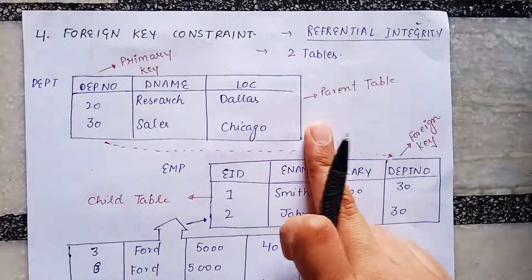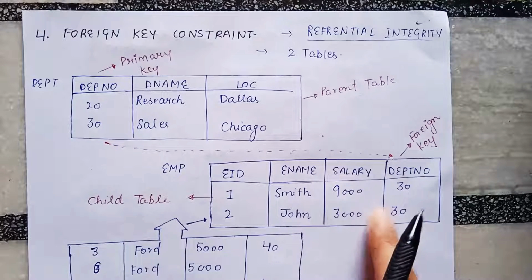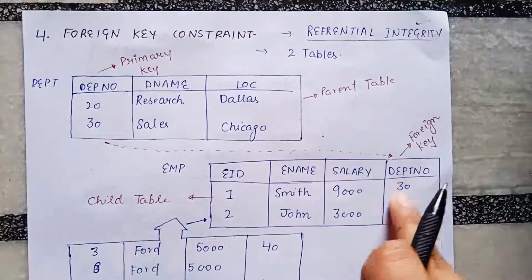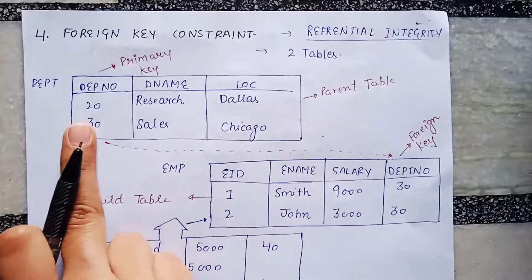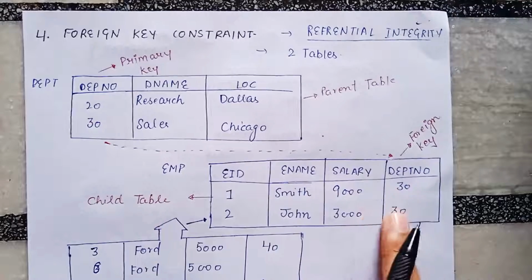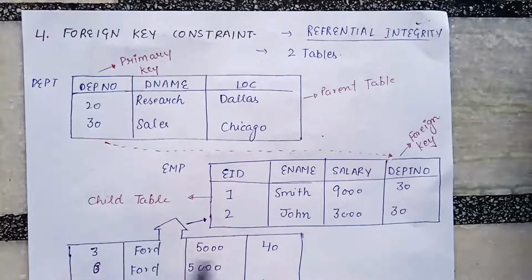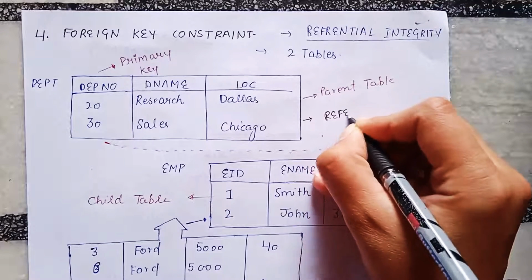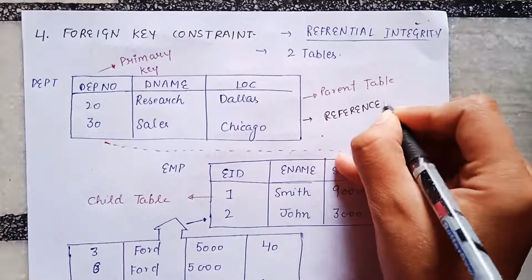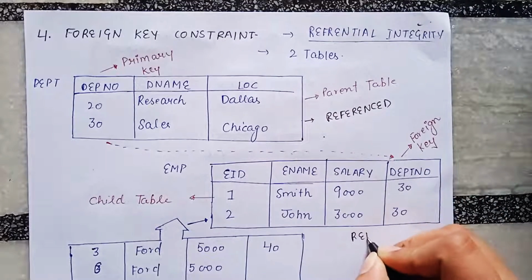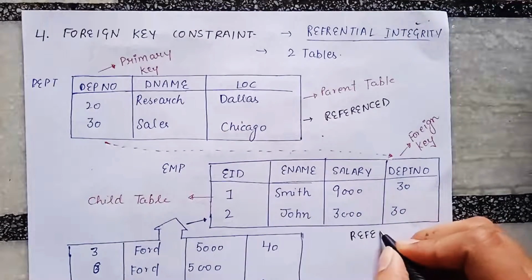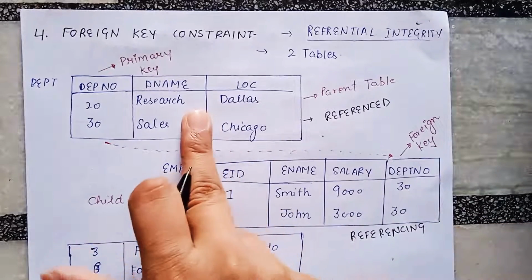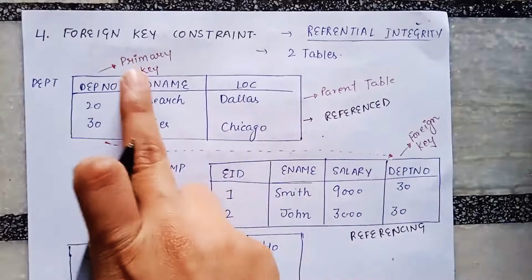Let's suppose this is a department table and this is an employee table. Now this employee table is taking a column, department number, that is also present in this table. This is the parent table and this is the child table that is referencing this table. So in this case we will call this table the referenced table, and this one is the referencing table that is referring to this table. So in this case we apply a foreign key constraint.